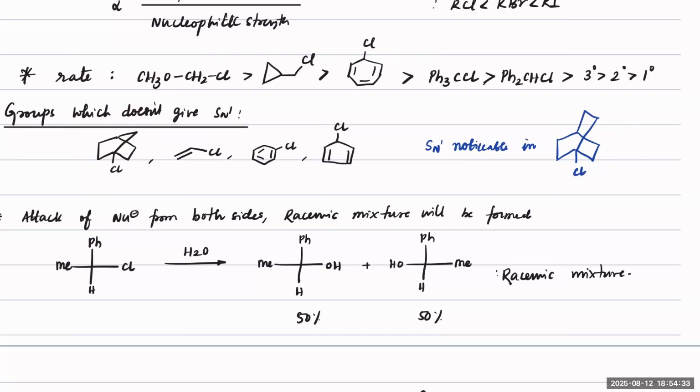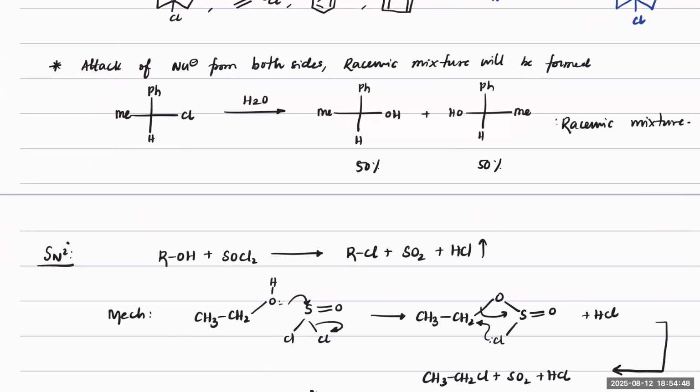Bridgehead will never make any SN1, neither SN2. Actually, this will not make SN2 for sure, correct? But in the case of SN1, you can note there is a noticeable amount for this case. Next, attack of nucleophile can happen from both sides. Racemic mixture will be formed.